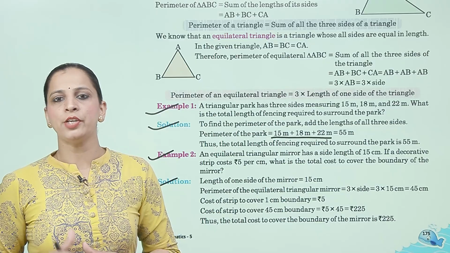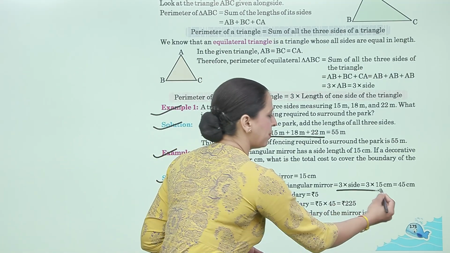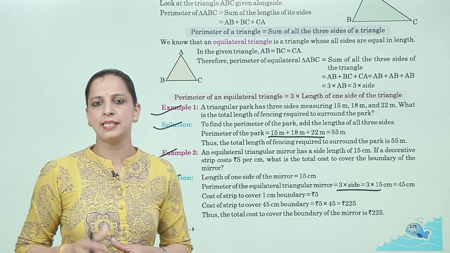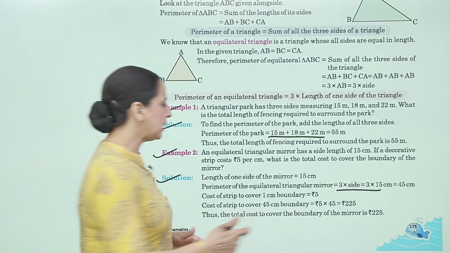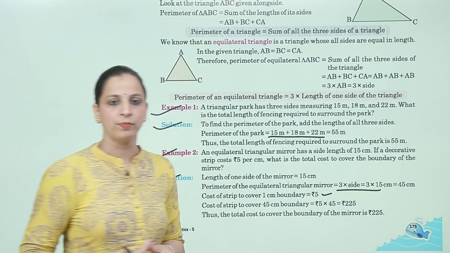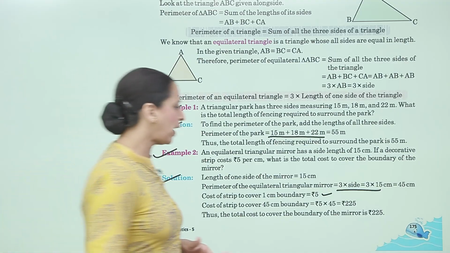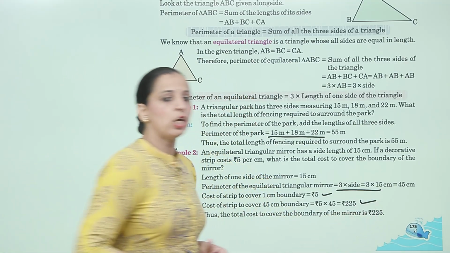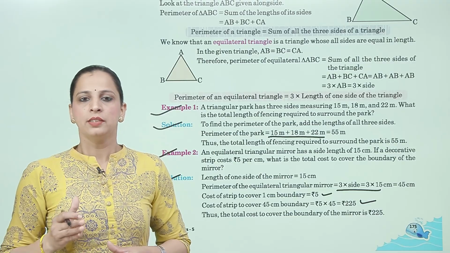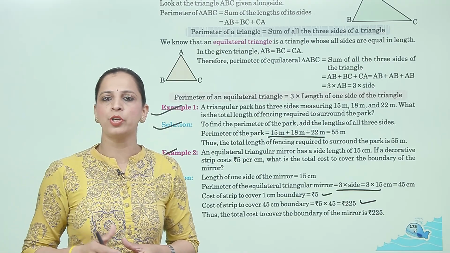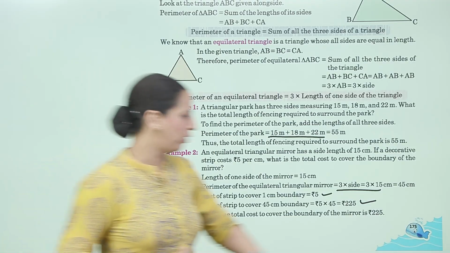Perimeter of the equilateral triangular mirror is 3 multiplied by side, that is 3 multiplied by 15 centimeter is equals to 45 centimeter. Cost of strip to cover 1 centimeter boundary is rupees 5. Cost of strip to cover 45 centimeter boundary is rupees 5 multiplied by 45 is equals to rupees 225. Thus, the total cost to cover the boundary of the mirror is rupees 225.